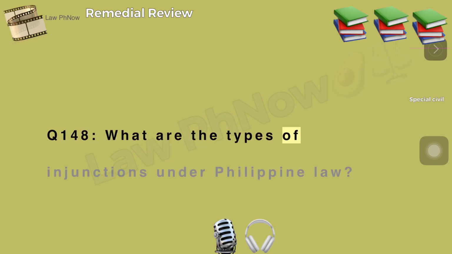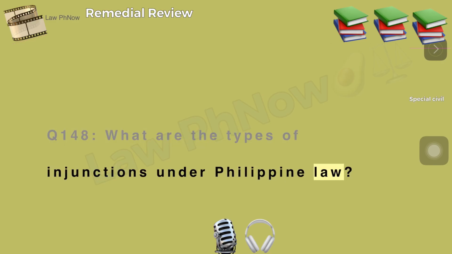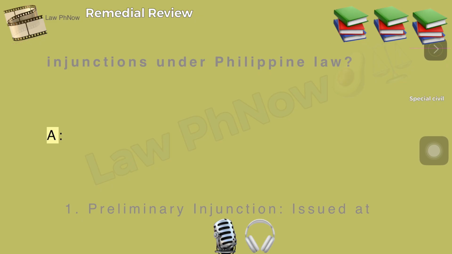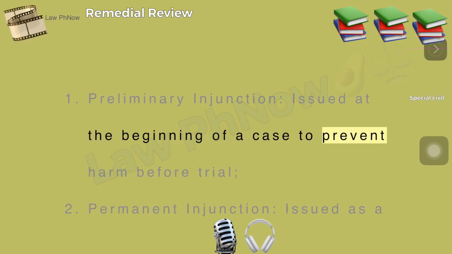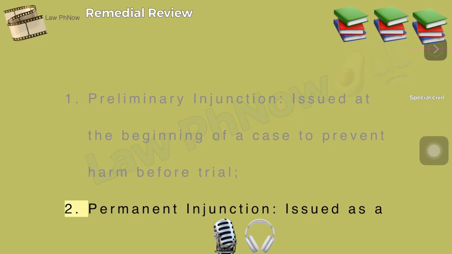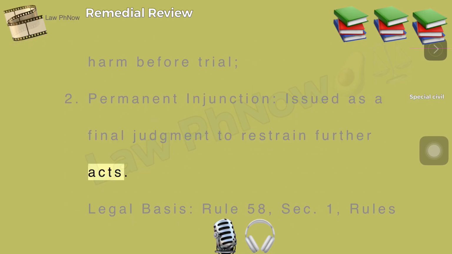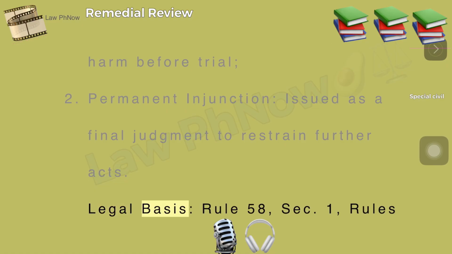Q148. What are the types of injunctions under Philippine law? A. 1. Preliminary injunction, issued at the beginning of a case to prevent harm before trial. 2. Permanent injunction, issued as a final judgment to restrain further acts. Legal basis, Rule 58, Section 1, Rules of Court.